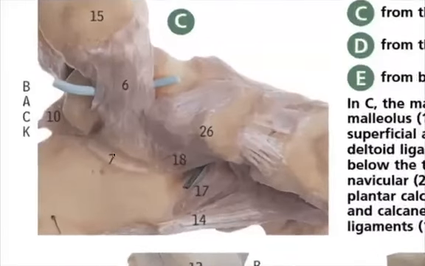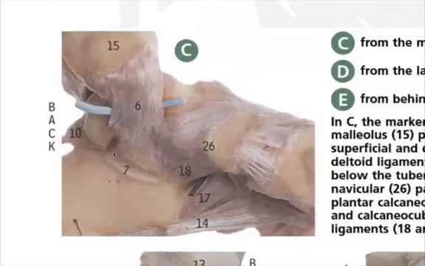Okay, so first of all, in picture C, what you are seeing is this from the medial side. So here, number 6 is the deltoid ligament.